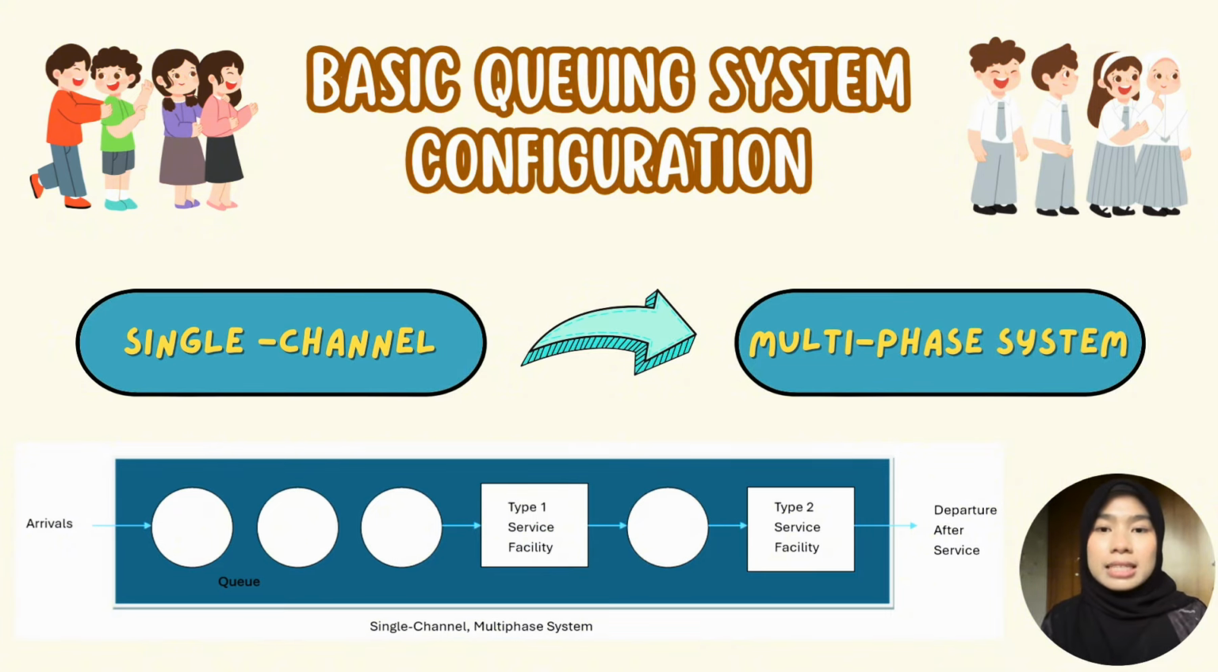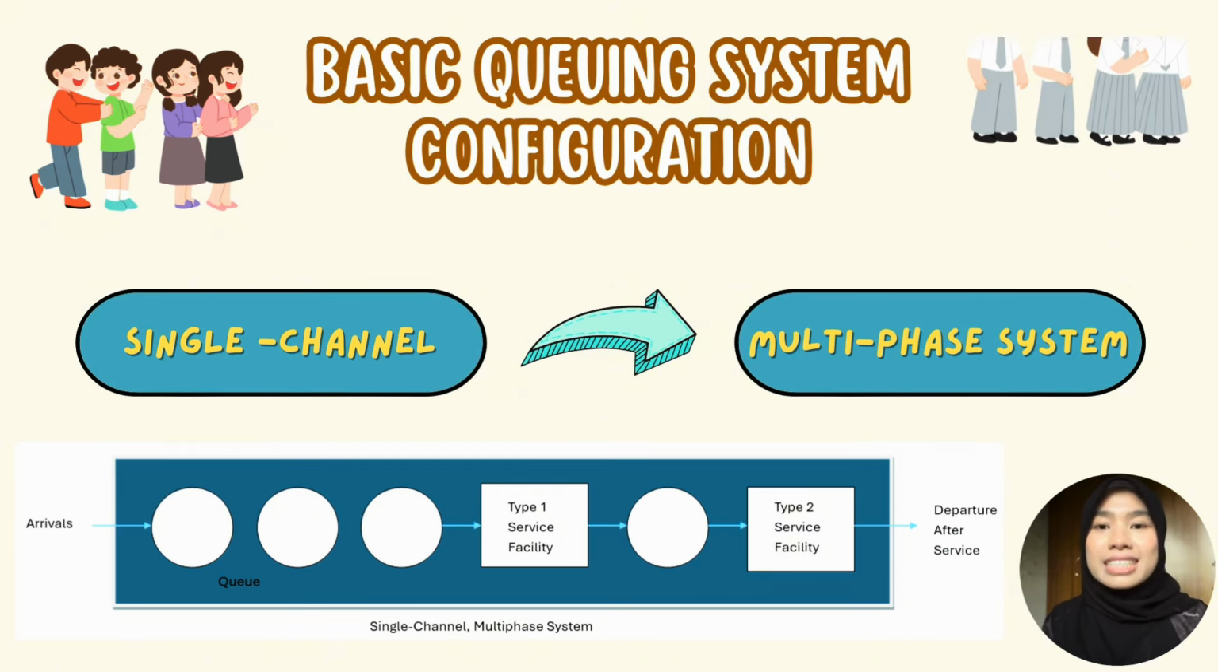As you can see in the diagram, customers arrive and join the queue. They are first served at the Type 1 service facility. After that, they move to the Type 2 service facility for the next stage of service. Once all service phases are completed, the customers depart from the system. So, IMAT24 Tanah Merah branch is a single channel, multi-phase queuing system where customers are served step by step through different service stages.